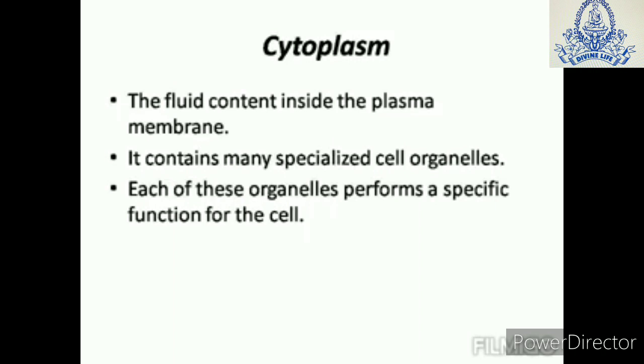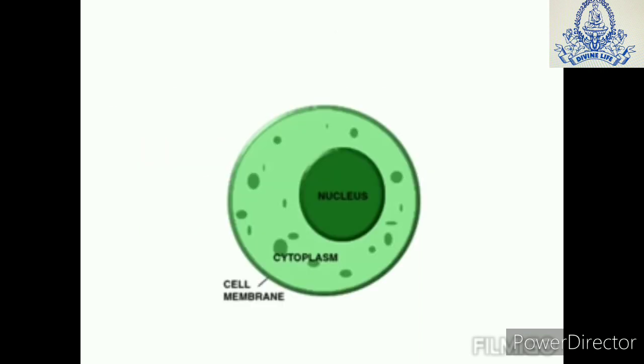Cytoplasm. It is a fluid content which is present inside the plasma membrane. It contains many specialized cell organelles. Now each of these organelles has a specific function for the cell. See the diagram which is given. Can you see the nucleus? Around the nucleus, the fluid content is present which is known as cytoplasm, and around the cytoplasm there is a covering which is known as the cell membrane or plasma membrane.